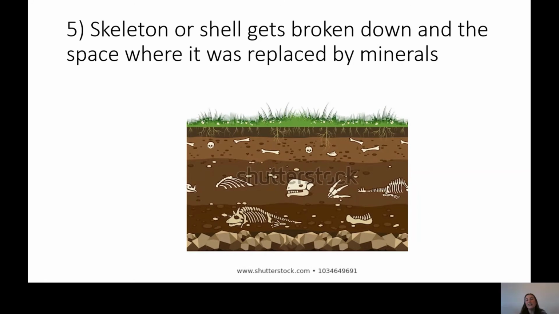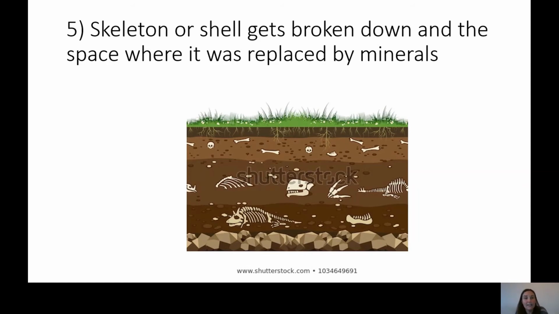So it's still got that same shape of the skeleton, so we would still be able to see it, but it isn't a skeleton anymore. It's been replaced by these minerals, and these again over time harden. All right, and then this is essentially where you are left with a fossil underground.